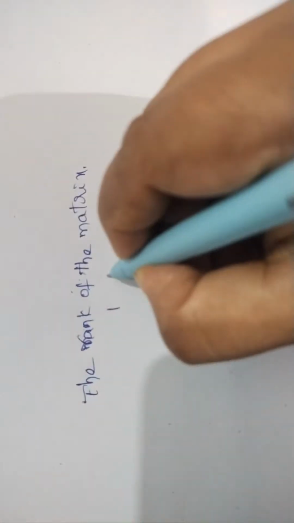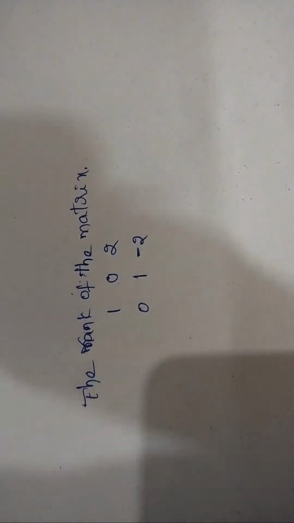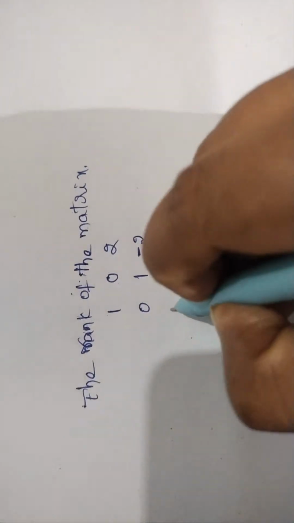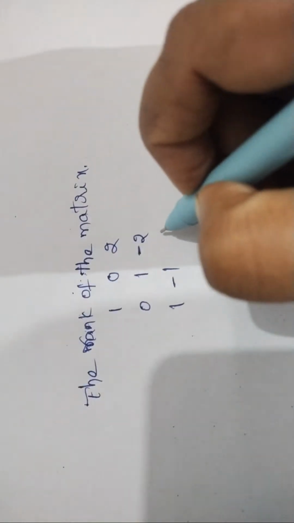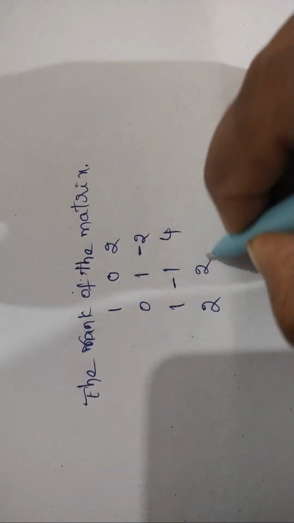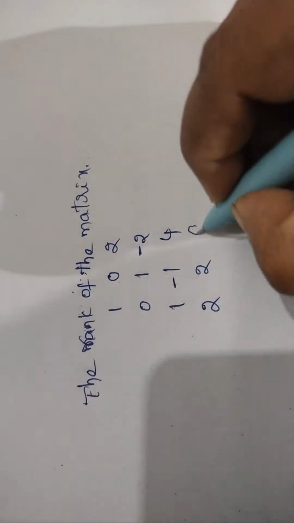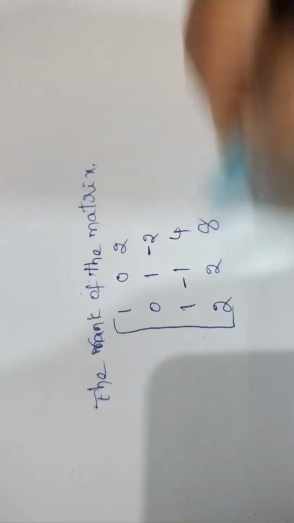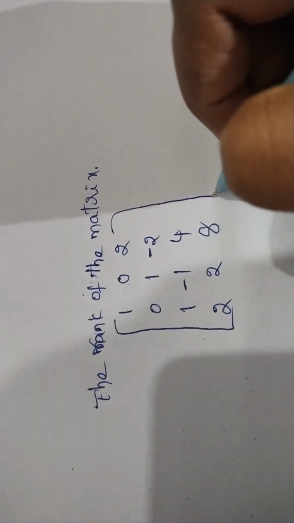Elements are 1, 0, 2, 0, 1, minus 2, 1, minus 1, 4, 2, 2, 8. Now I want to find the rank of this matrix.